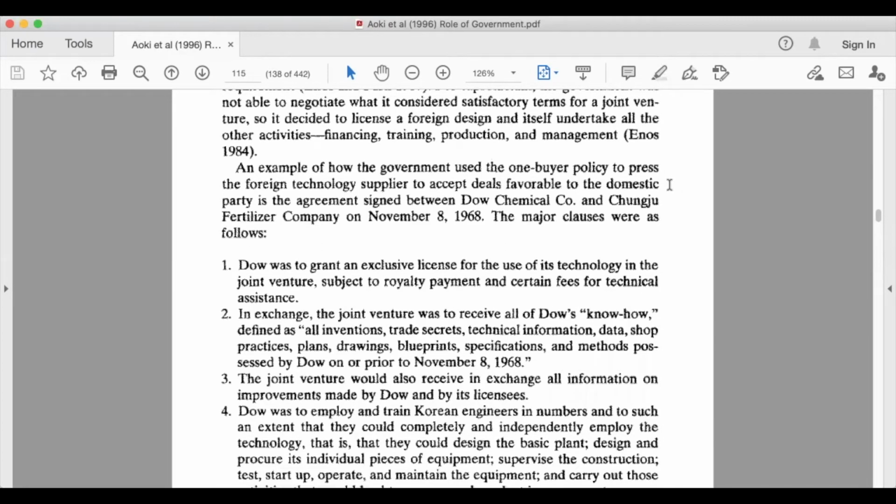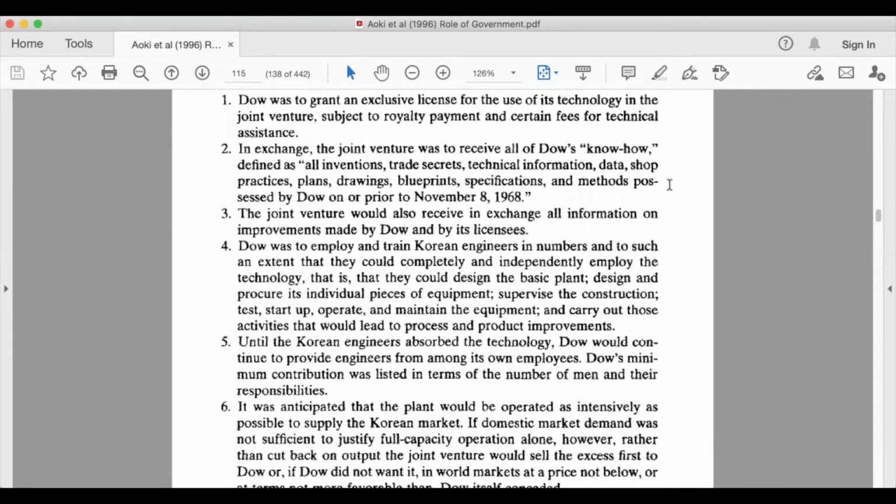An example of how government used the one buyer policy to press the foreign technology supplier to accept deals favorable to the domestic party is the agreement signed between Dow Chemical and Chungju Fertilizer Company. The major clauses were as follows. Dow was to grant an exclusive license for the use of its technology in the joint venture, subject to royalty payment and certain fees for technical assistance. In exchange, the joint venture was to receive all of Dow's know-how, defined as all inventions, trade secrets, technical information, data, shop practices, plans, drawings, blueprints, specifications, and methods possessed by Dow on or prior to November 8, 1968. So you see these rather stringent conditions that the government was able to place on a single supplier.